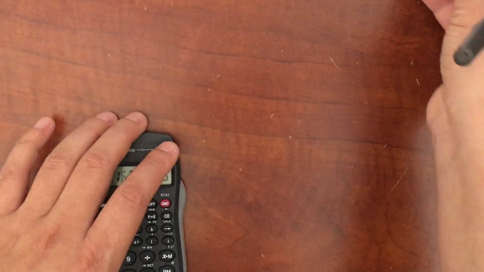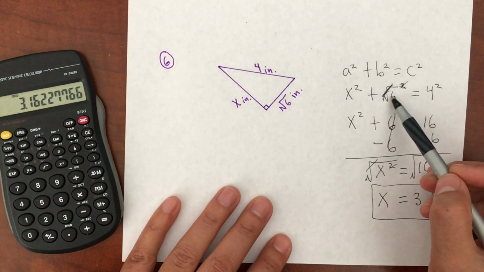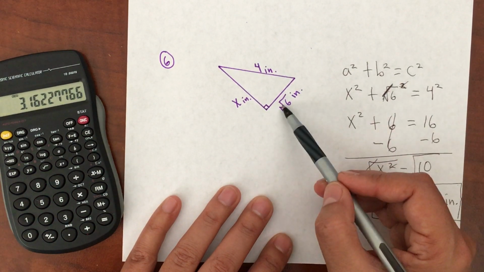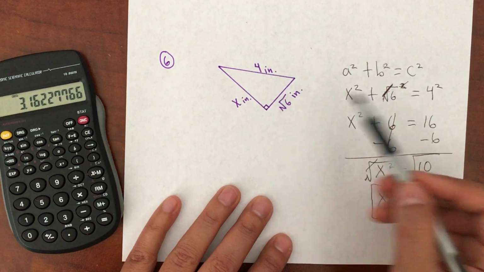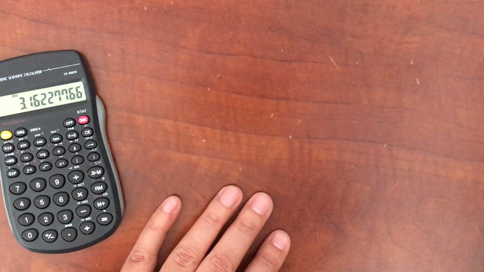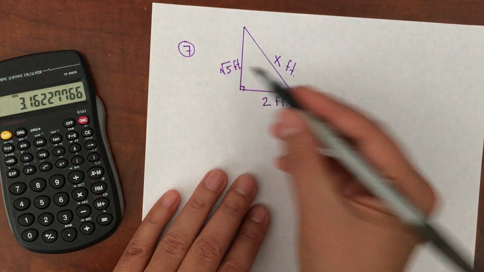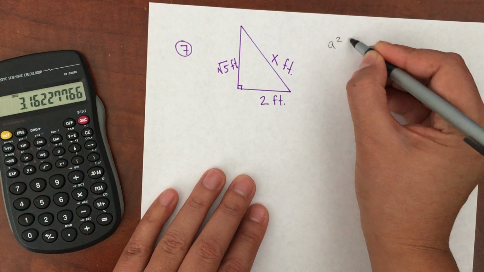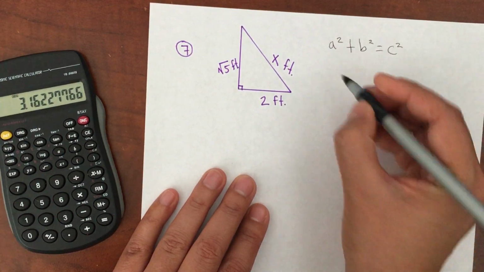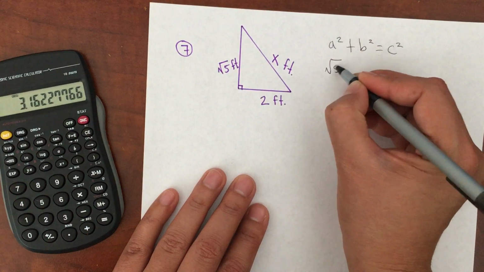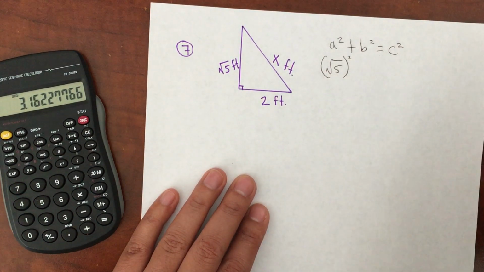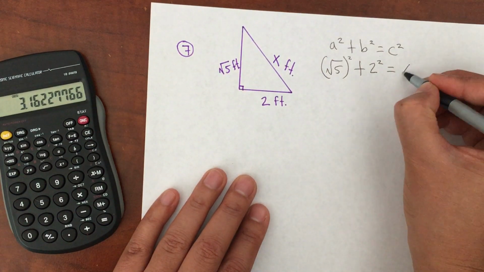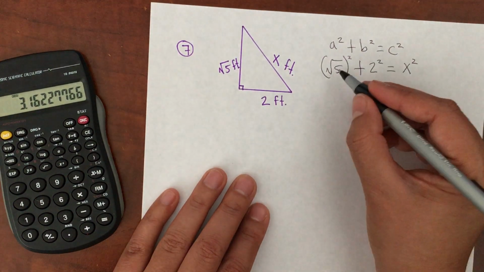Okay, let's do one more. Before I do that, just be careful. If you have the square root in one of the sides, because of this square, that cancels, the square cancels the square root. Okay, one more, and it actually has a square root as well. So you have a squared plus b squared equals c squared. So a is the square root of 5, but then you square it, again, it doesn't matter if you put the parentheses or not, 2 squared equals, and now we're missing the hypotenuse, which is x squared.